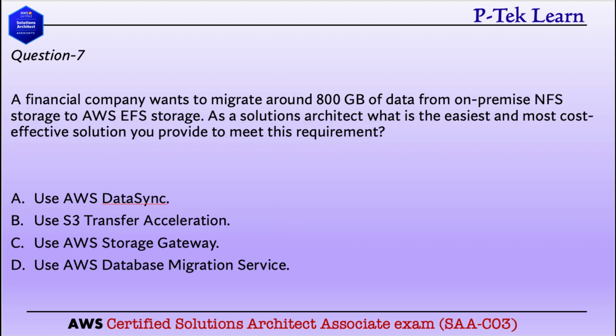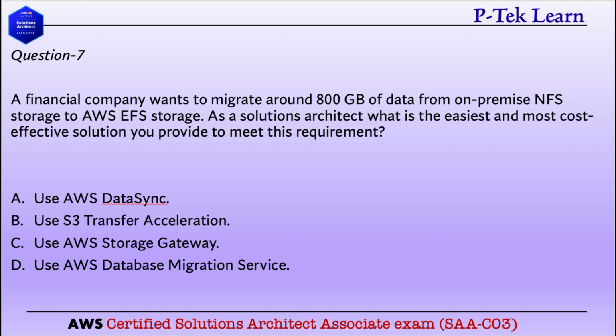Question number 7. A financial company wants to migrate around 800 gigabytes of data from on-premise NFS storage to AWS EFS storage. As a solutions architect, what's the easiest and most cost-effective solution you provide to meet this requirement? Okay, so this is a data migration from the data center to AWS cloud platform. Let's go through the options.